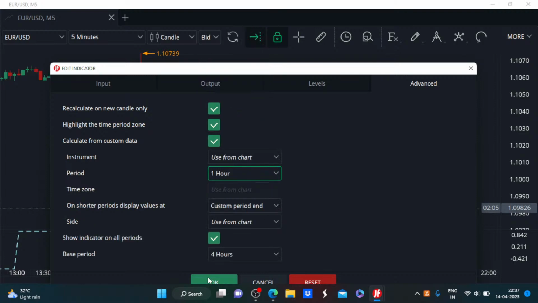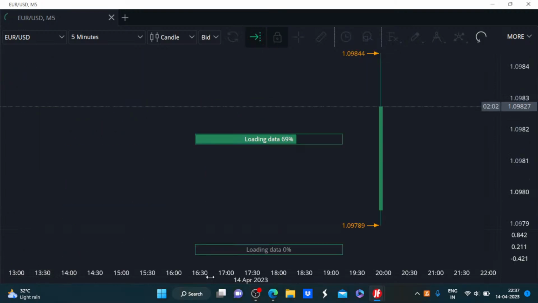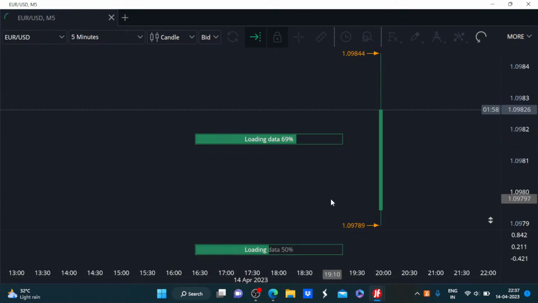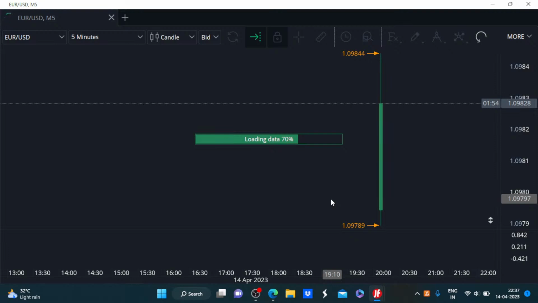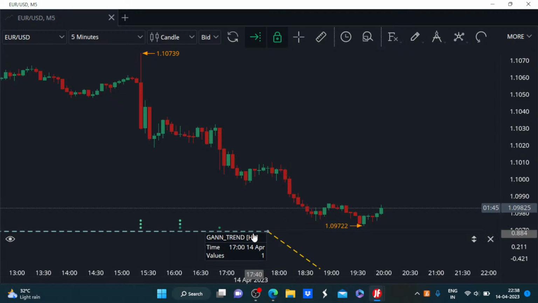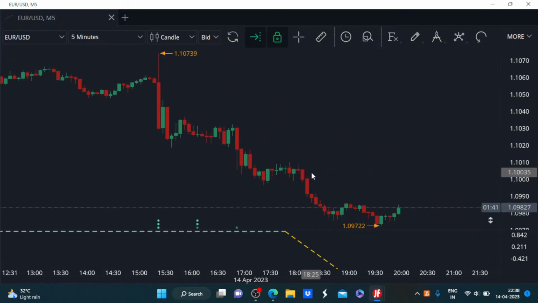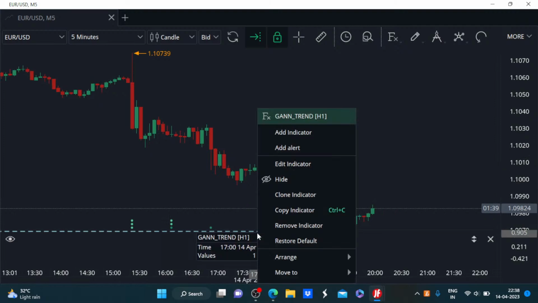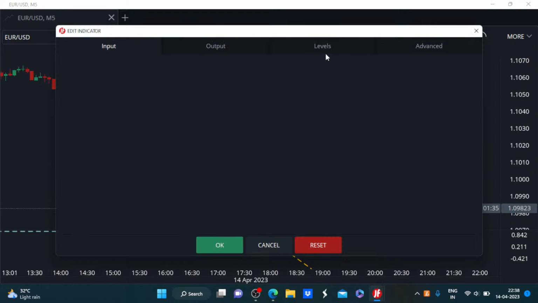Suppose for example, even though the chart is of 5 minutes, you can have the calculation of this Gann trend oscillator using the hourly candle period. So it will be taking into consideration the hourly candle period whenever it will be doing the calculation, even though the chart is now defined as per 5 minute time frame. So you can have this kind of customization to make it appropriate for your trading system.